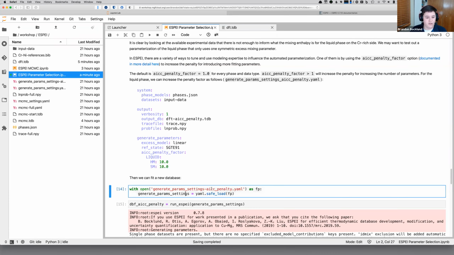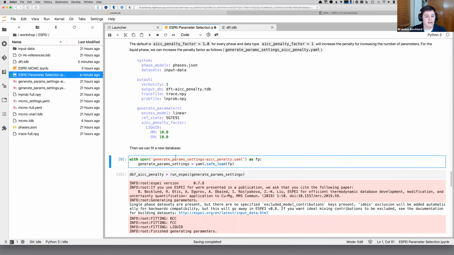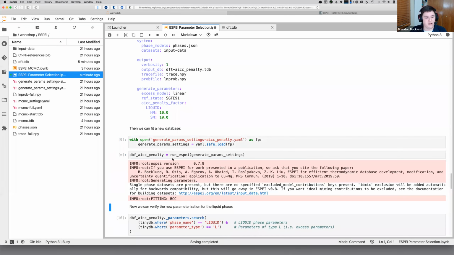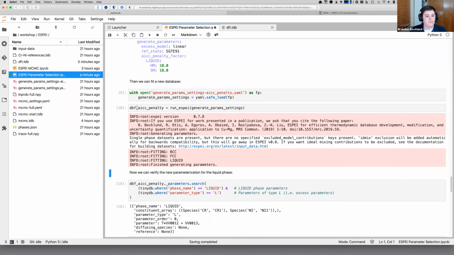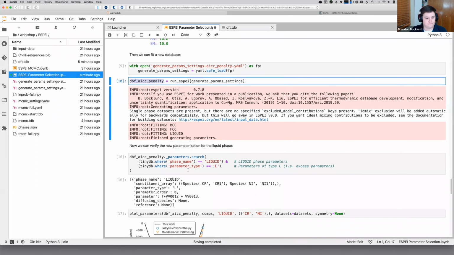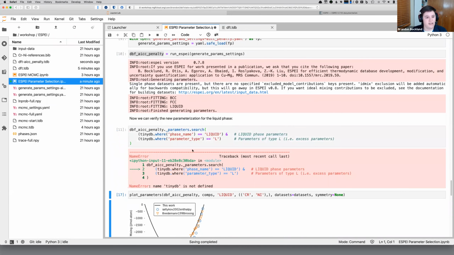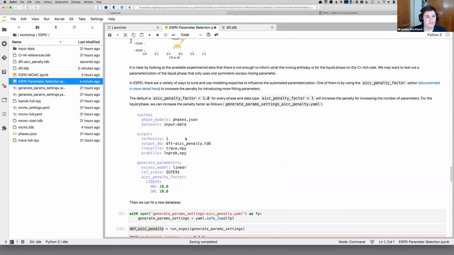Then if we do that same fitting again, using this YAML file here, we can do the same fitting. Again, it just takes a couple seconds and creates this new database. Then if we look and search the parameters again, I missed an import.